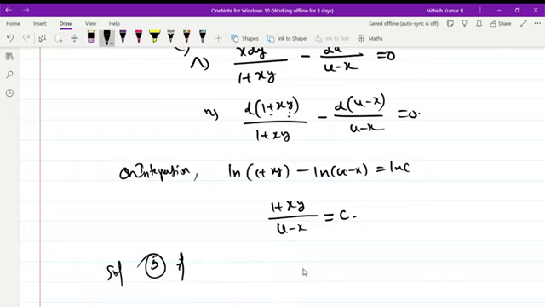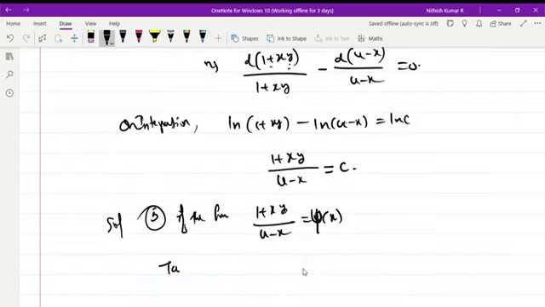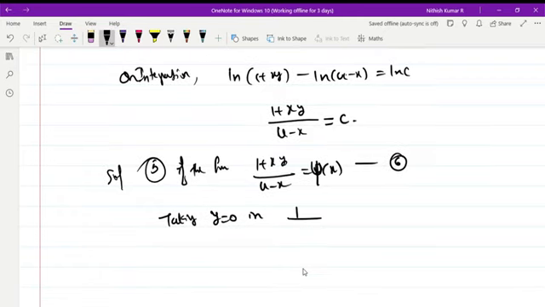Now since x is a constant, this is nothing but d of y divided by 1 plus xy, minus du divided by u minus x, equal to 0. On integration, ln of 1 plus xy minus ln of u minus x is equal to ln c, that is, 1 plus xy divided by u minus x is equal to c.